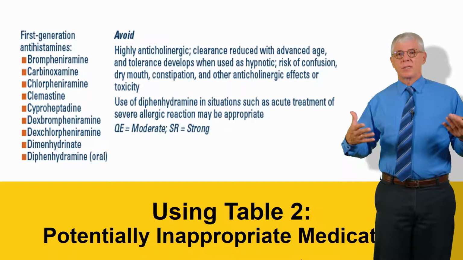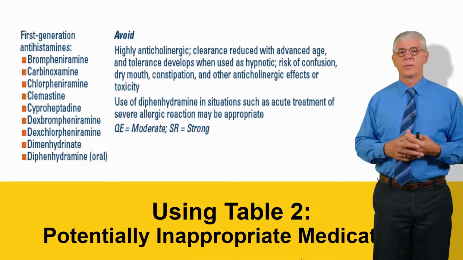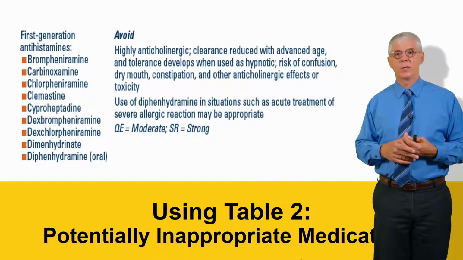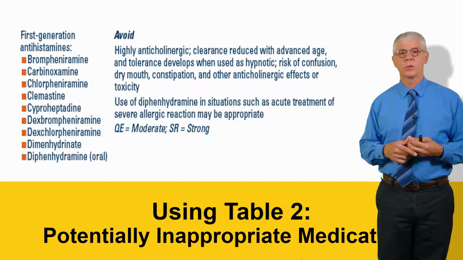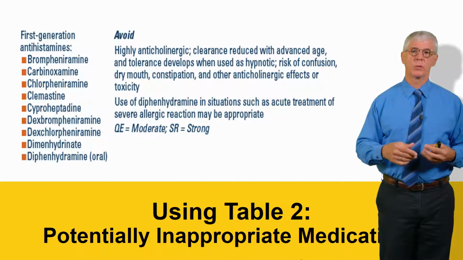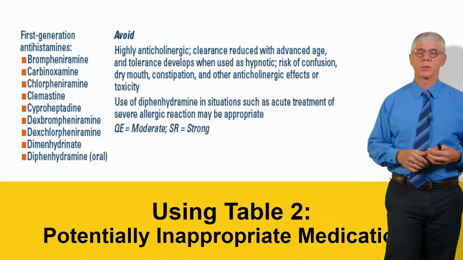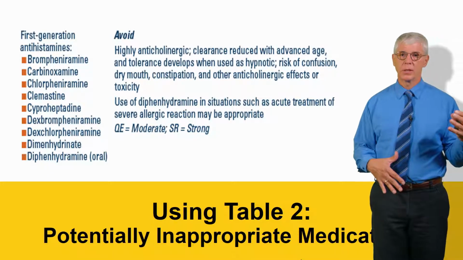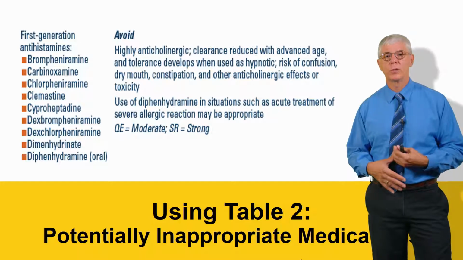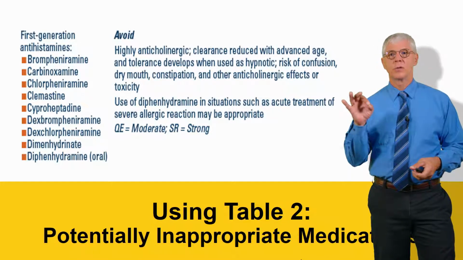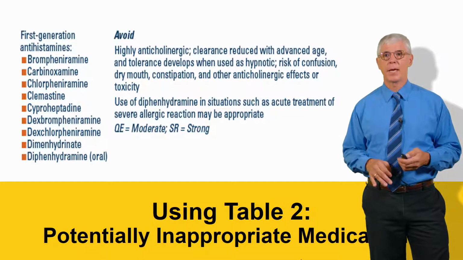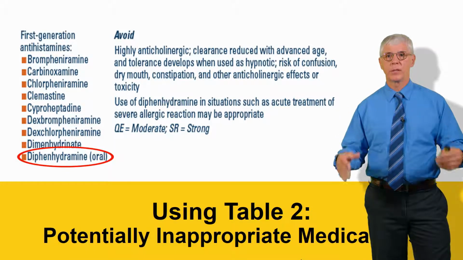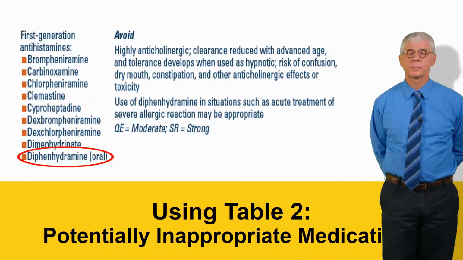So the next few slides, I've taken some screenshots of the pocket card of the Beers criteria, and I'm going to use those to show you how we use the different tables. So table 2, this is an excerpt from table 2. Table 2 is a fairly long table. Remember, it's that original list of Beers criteria. So if you look at table 2, you'll see that one of his medicines, diphenhydramine, is on the list.